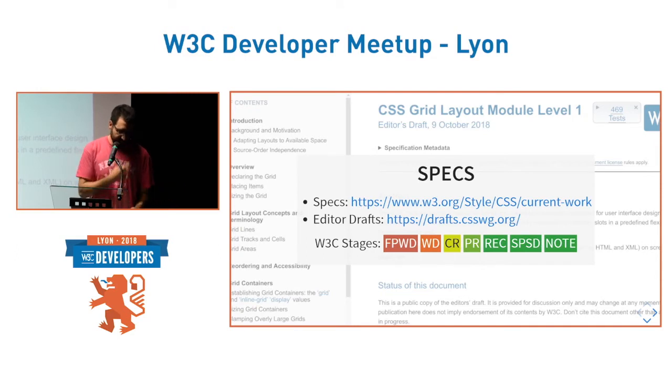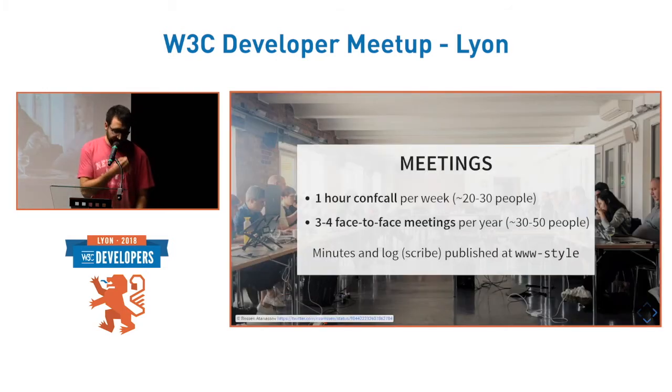The specs move through the usual stages from the W3C, and they sometimes go forwards and backwards depending on the status of the different issues. Then the CSS Working Group has meetings every week for 1 hour, in which we discuss different agenda items that the chairs put there. And then we have face-to-face meetings, like 3 or 4 per year, more or less. One of them is usually at TPAC, like we are having these days.